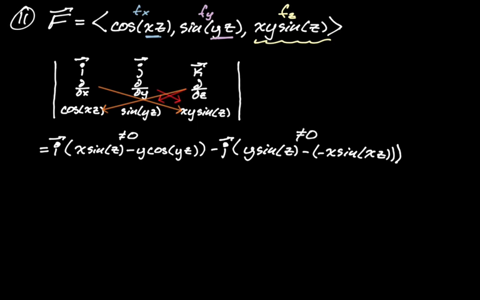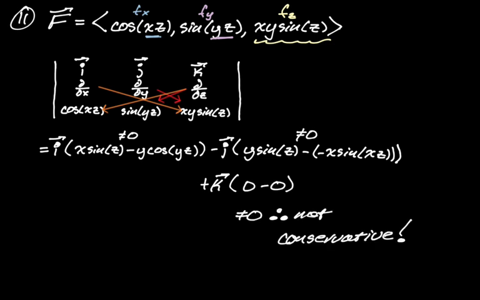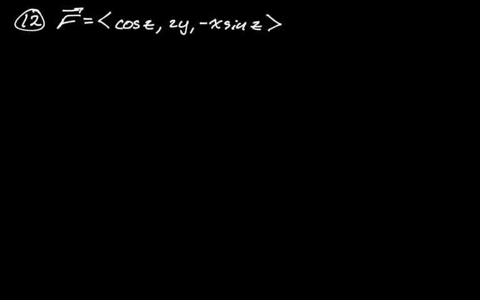And then if we do the last one, it's plus k, and you have partial x of something that doesn't have an x in it minus partial y of something that doesn't have a y in it. So you actually do get 0 for that one, but it doesn't matter because you're not getting the 0 vector, which means this is not a conservative vector field. All right, let's look at the next one.